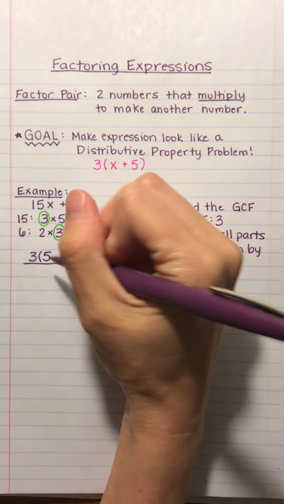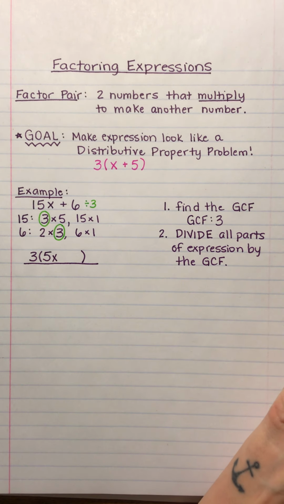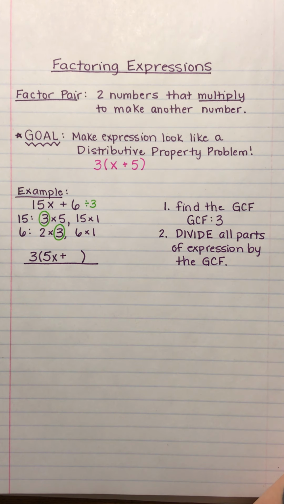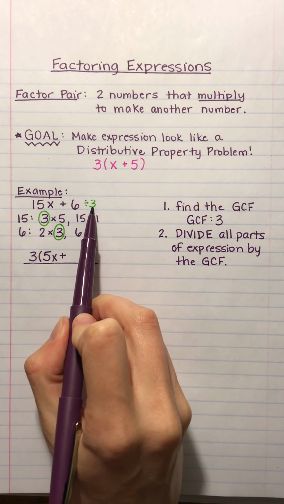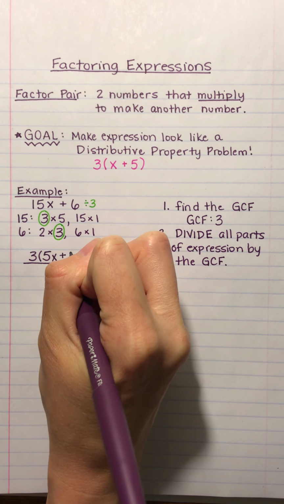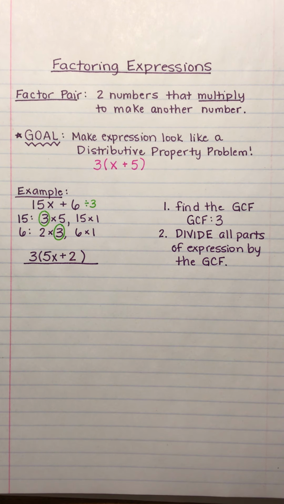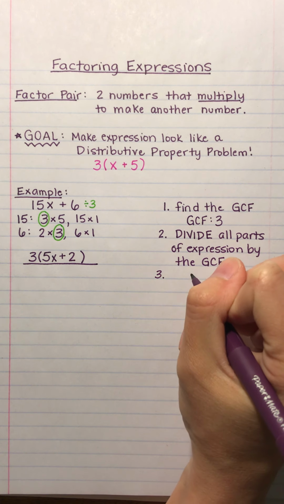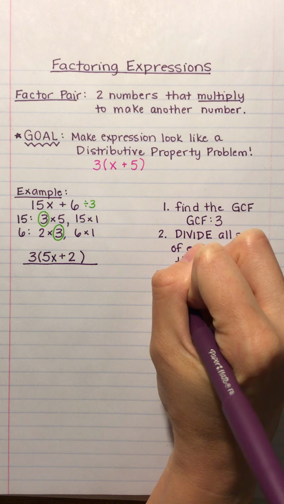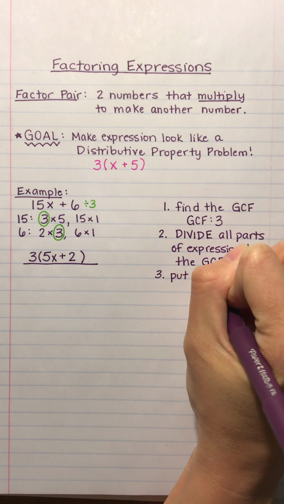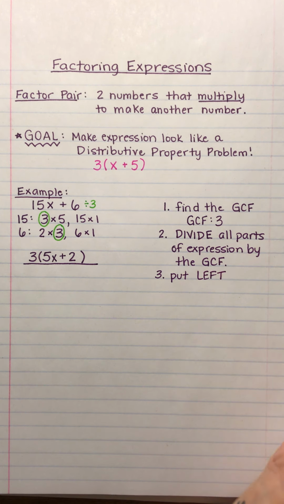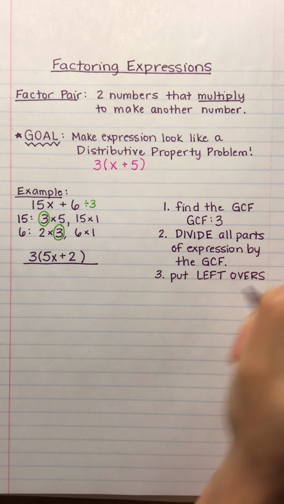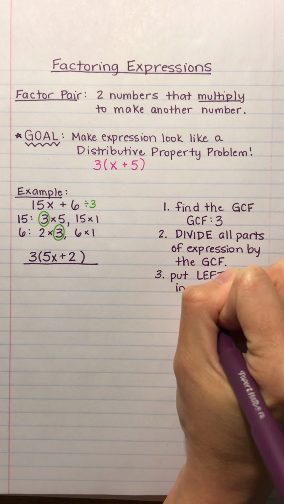Because there was an x here, I'm going to keep the x in the problem. All right, there's a plus sign. I'm going to put that back in the problem. And then I'm going to do 6 divided by 3, and I get 2. So the last part of my problem here, step 3, was that I put my leftovers in the parentheses. So after I divide, the leftover numbers, the answers, they go in the parentheses.